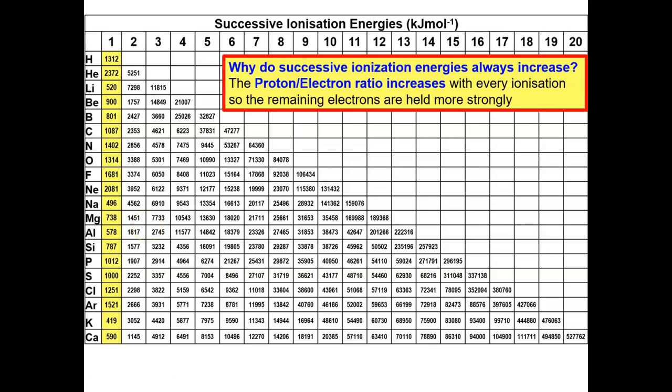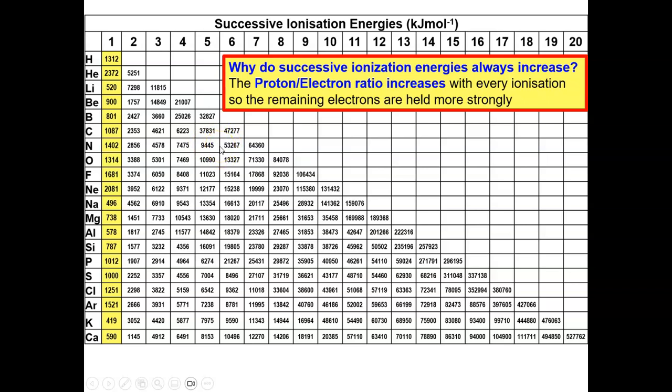Let's choose a different element. I'm going to look at nitrogen. So if we pick nitrogen here, 1,400, roughly doubling, 2,800, 4,500 and 7,400, 9,400, whoa, 53,000. A big increase here.